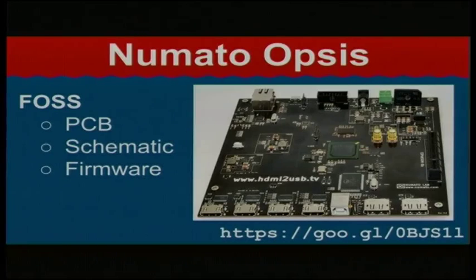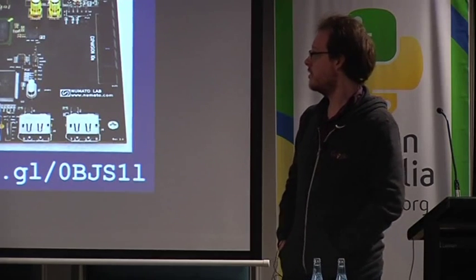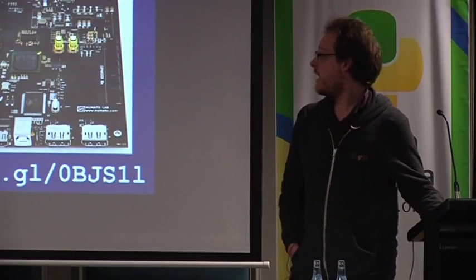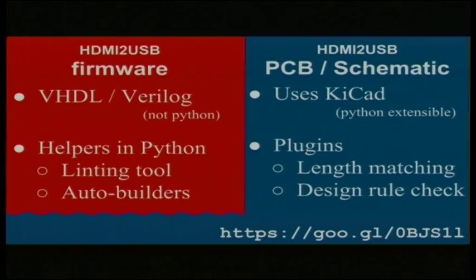We also have a piece of open hardware. This is something I've been working on for the last 2 years. It's called the Numantu Opus, and it's basically fully open: schematic, firmware, PCB, and you'll be able to buy one soon. So you can go to bit.ly get Opus, and we'll email you when you can buy one, and you have full access to all the information about it. It's all open. As well, there's a lot more going on.